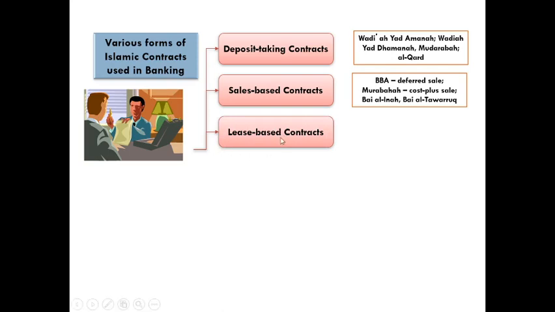And then we also have the lease-based contracts. For lease-based contracts, many of the banks are using the Ijarah Thumma Al-Bay' contract for car financing products. So we can see the contract names AITAB, Al-Ijarah Thumma Al-Bay'. So this is for the purpose of car financing.